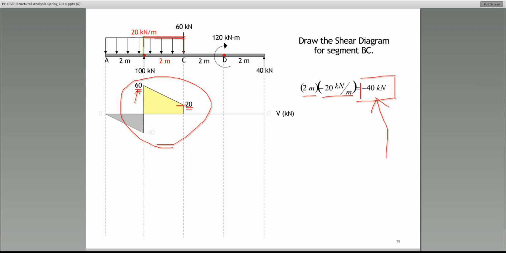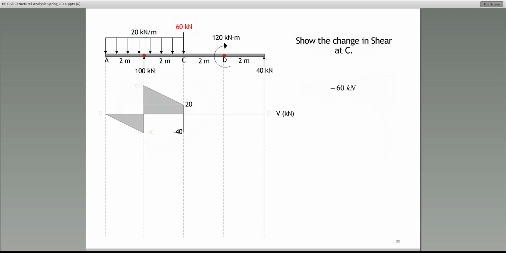Now, what happens at the point C? At the point C, please pay attention. There is a concentrated load of 60 kilonewton. Because of the graph here, that's easy to miss. My recommendation is don't miss it. So the net change in shear would be 60 kilonewtons in the negative direction because it is acting in the negative direction. So if you start at positive 20, the change is 60 in the negative direction. Where do you end up? At negative 40.